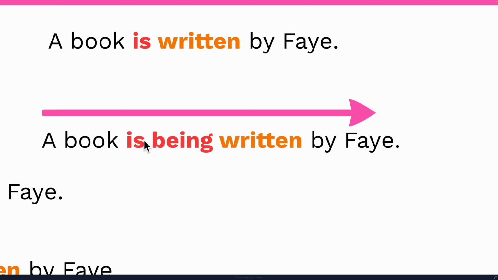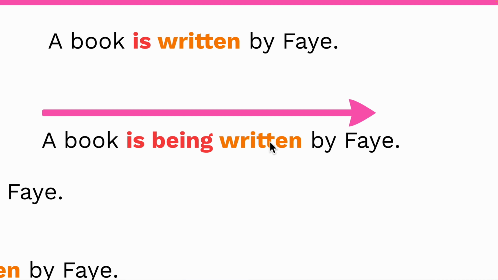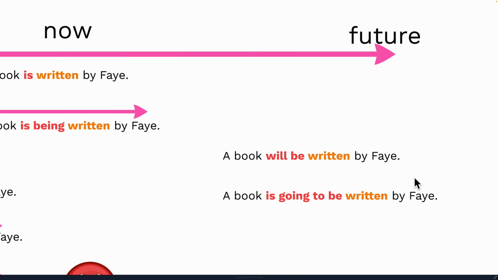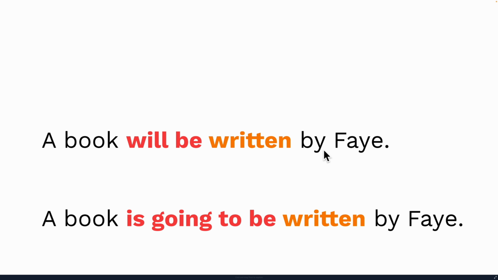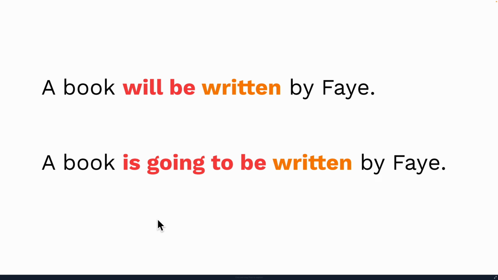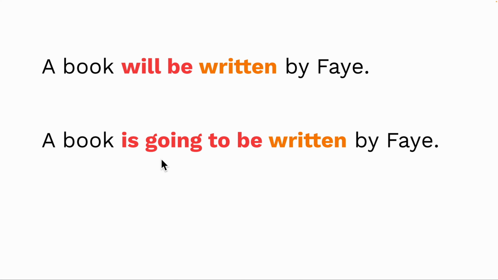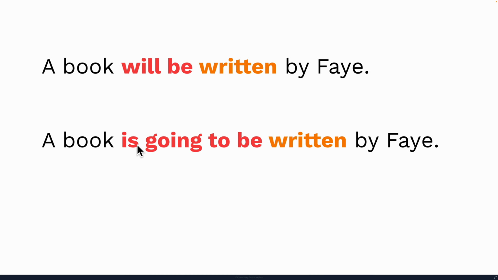Change the verb to be to become is being. And the past participle of the verb that we use in the active voice remains unchanged, because we never change the form of an adjective. Then for future tense, a book will be written by Faye. Will be instead of is being. Another way of using future tense in passive voice is: a book is going to be written by Faye. Changing the verb to is going to be.